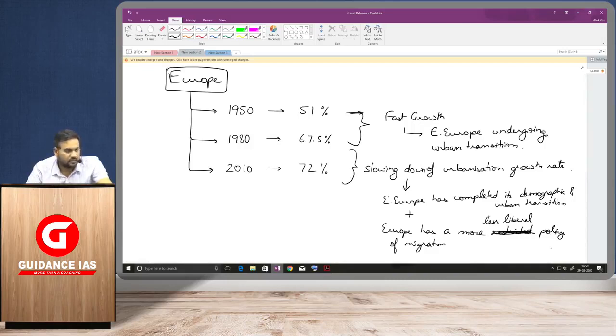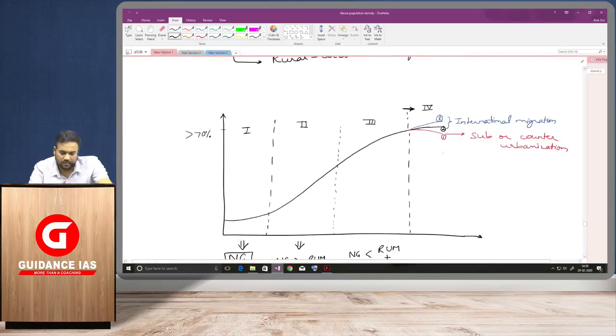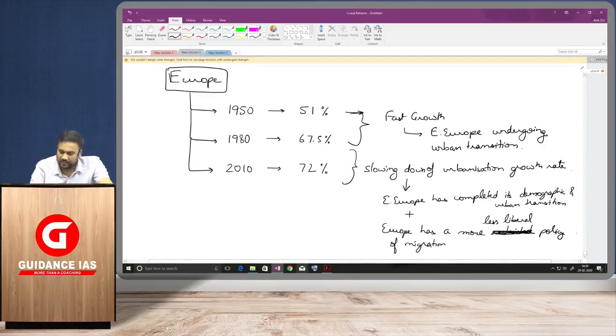So if I have to find the case from among these, which would be Europe? Can I say the second one? It is more near the second case. So this is the case of Europe.